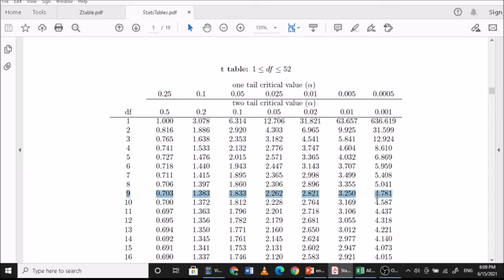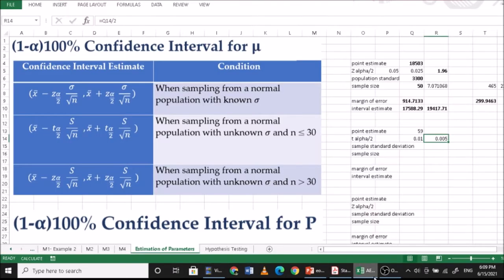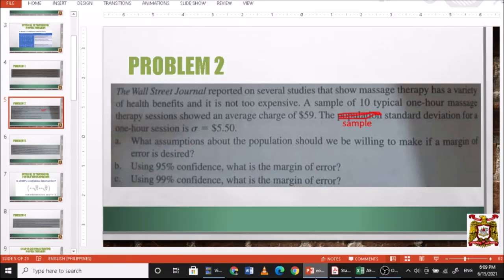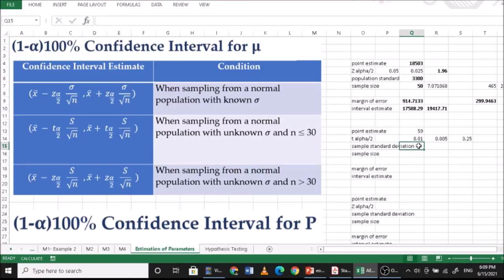So here, these values here, and 0.005, so 3.250. So the t value is 3.250. If you're using a different t table, expect to have some differences also in the t value. So this is now 3.250. And the sample standard deviation is 5.50. The sample size is 10.